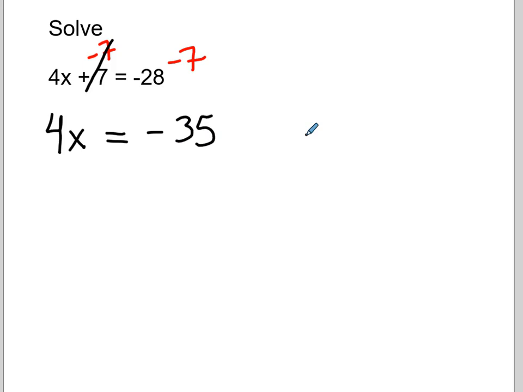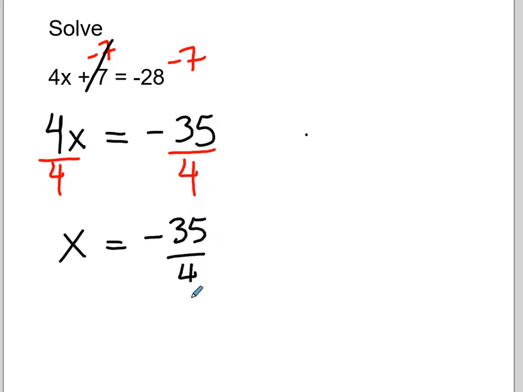And yes, it is possible to have not friendly, not perfect numbers, so let's just get over that. The opposite of multiplying by 4 is divide by 4, so I will divide both sides by 4, and then x is equal to negative 35 fourths. And that's a totally acceptable answer. It's in lowest terms, it doesn't go any smaller. If we wanted to, we could maybe write it as a mixed number, so there would be 8 groups of 4 that fit inside of 35, and I would have 3 left over.